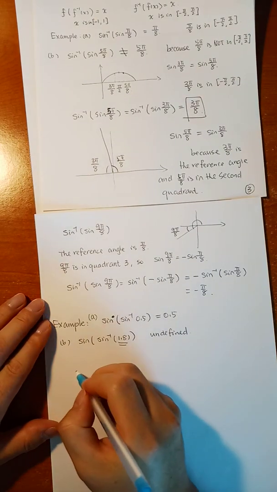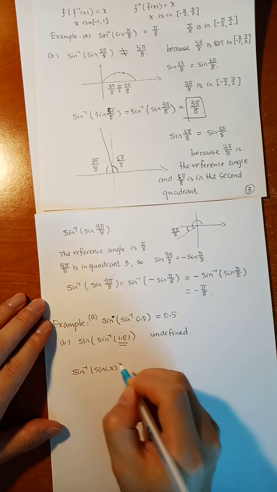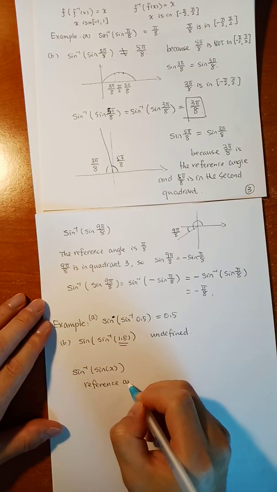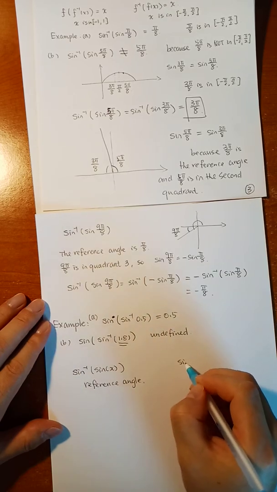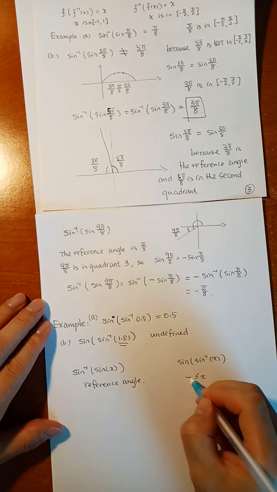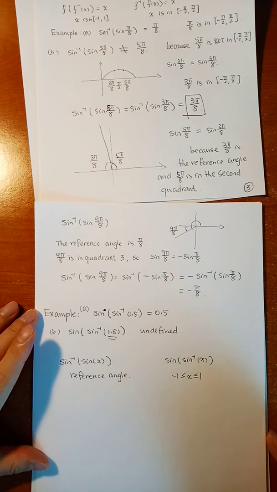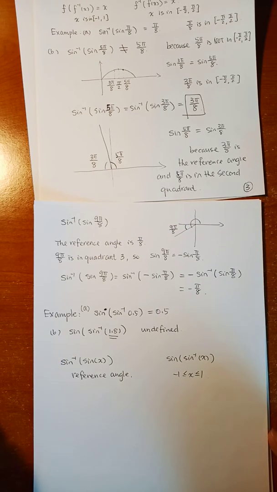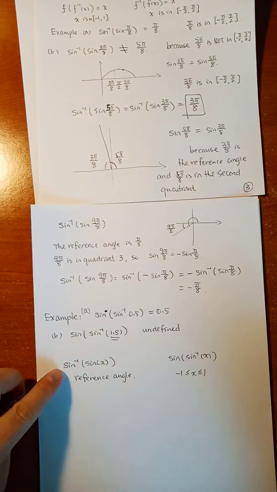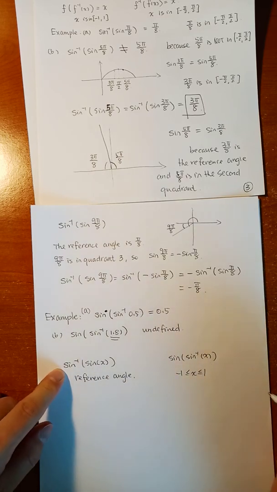So again, if we have sine inverse of sine, we need a reference angle. If we have a sine of sine inverse, we only need x between -1 and +1. So these two things are slightly different, because here you need to check the range. Here you have to check the domain.